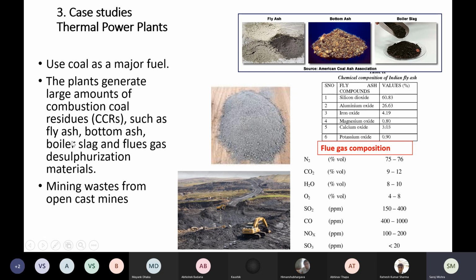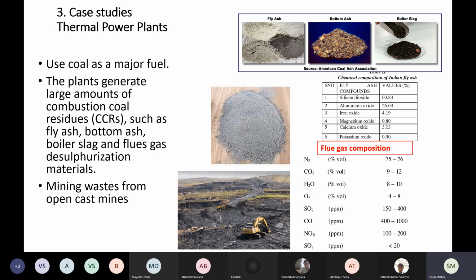Now, what exactly do we mean by fly ash? Here is a picture to show you what the fly ash looks like. These are the residues which are left behind when coal is burnt. And then I also talked about the bottom ash. This is what it looks like, and it's very different from fly ash, which is more dry. This is more mucky, quite viscous. Then there is a boiler slag, the third category of compound. All of these are left behind at the thermal power plants. In addition to that, flue gases are also liberated into the environment.